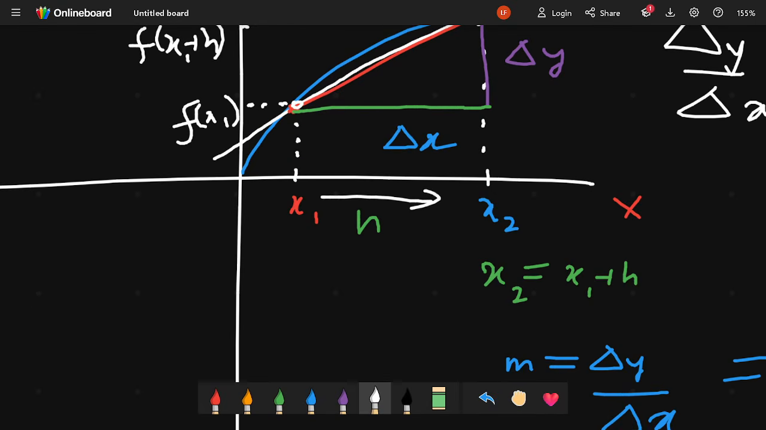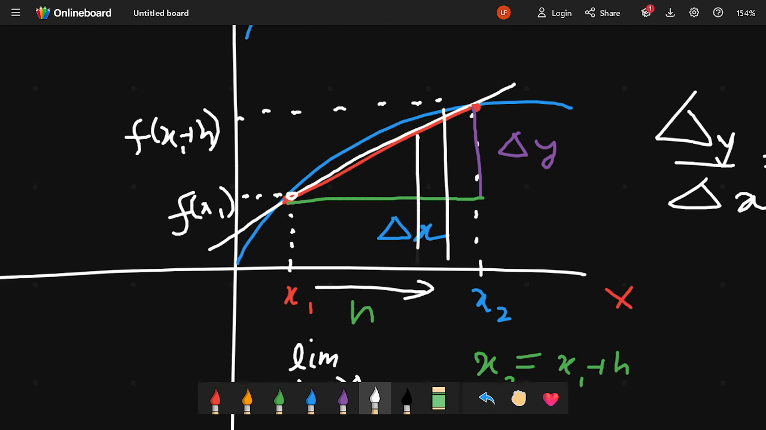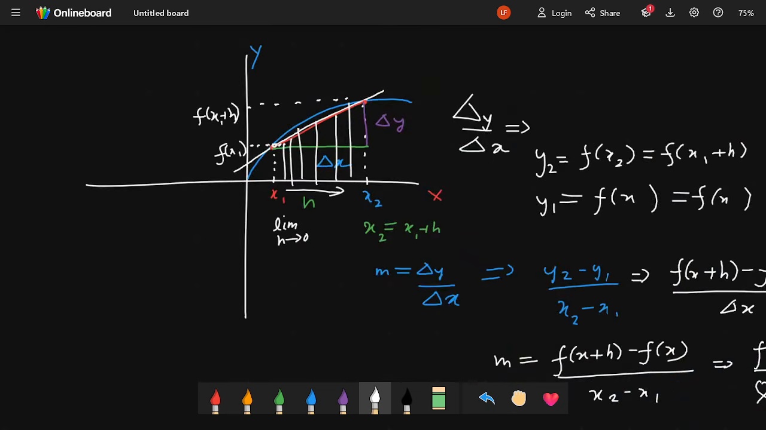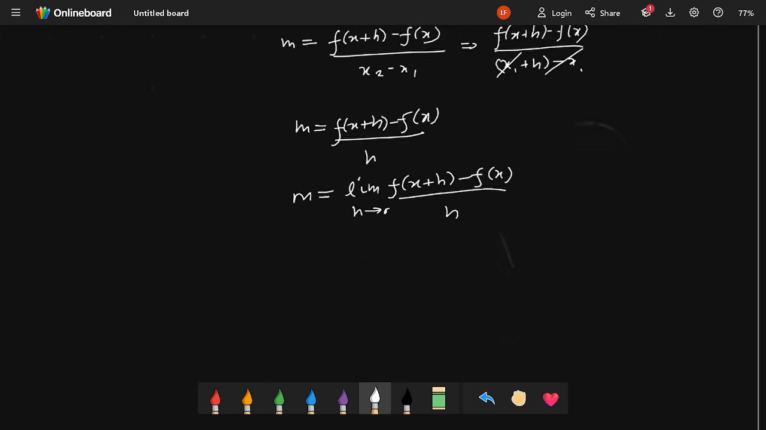So if we use a limit here, and we reduce h to 0, so let's say limit h approaches 0, then you could see that this would get smaller, smaller, smaller, until this is almost at one point. It's infinitely small. So your m would be limit h approaches 0, f of x plus h minus f of x over h. And this is your derivative.